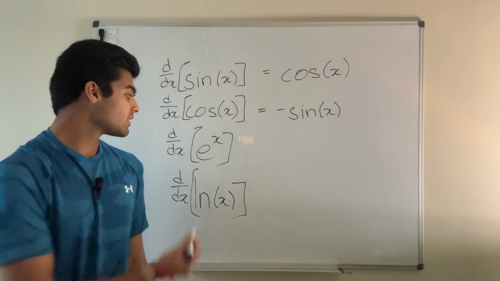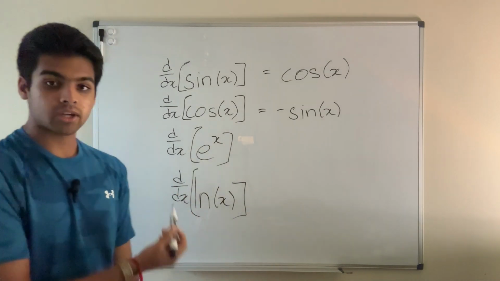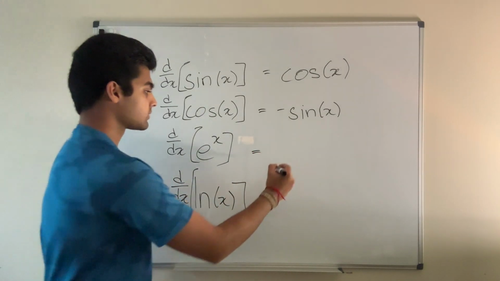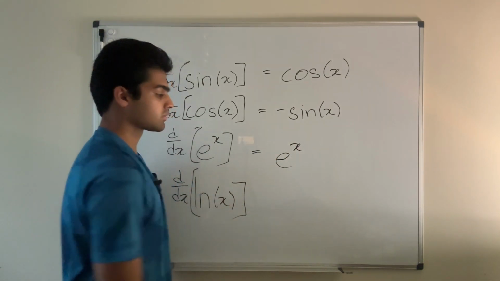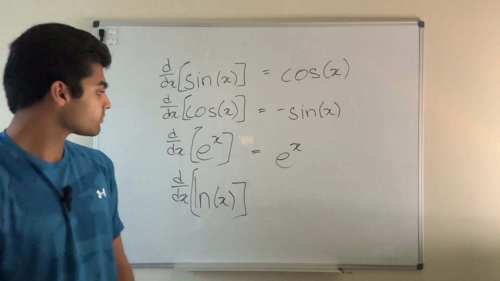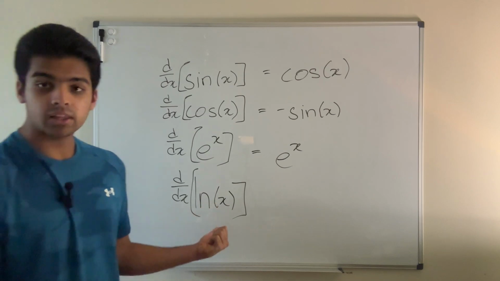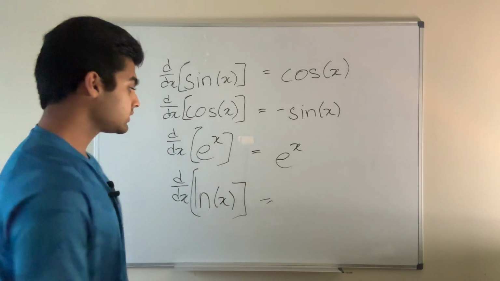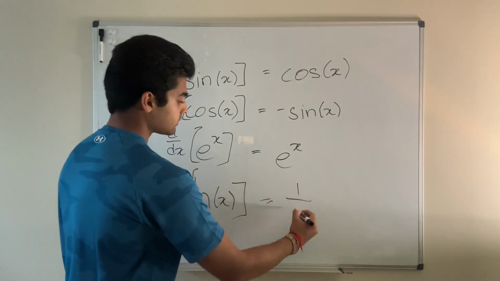Ready for this one? The derivative of e to the x, or the exponential function, is just going to be the same thing. It's going to be e to the x. Pretty easy, right? Finally, the derivative of ln x, something you probably won't expect, but also pretty easy. This is just going to be 1 over x.